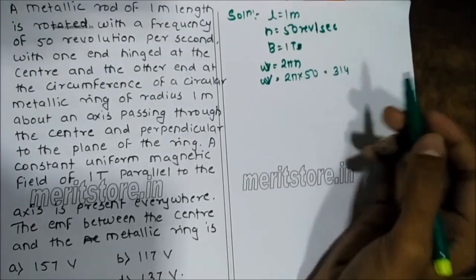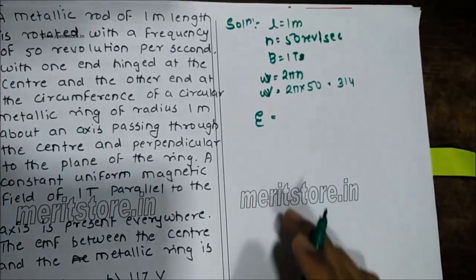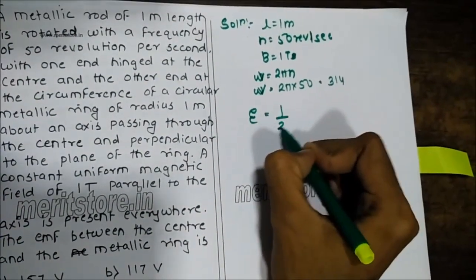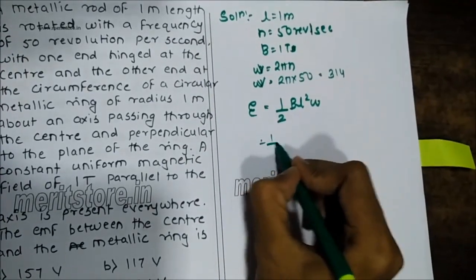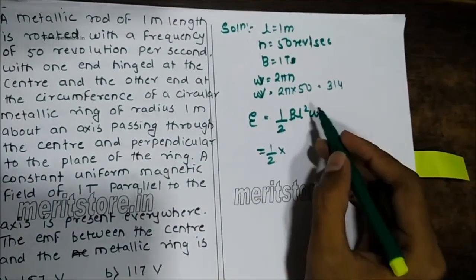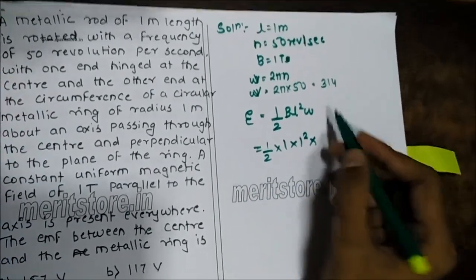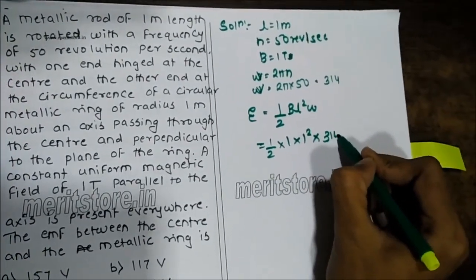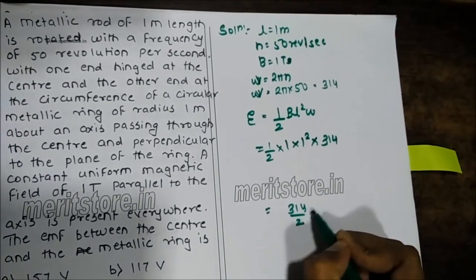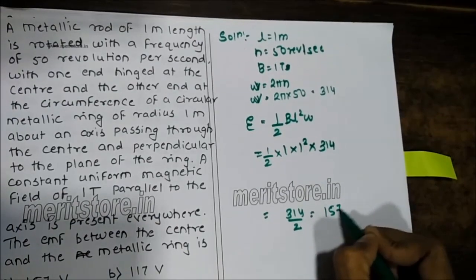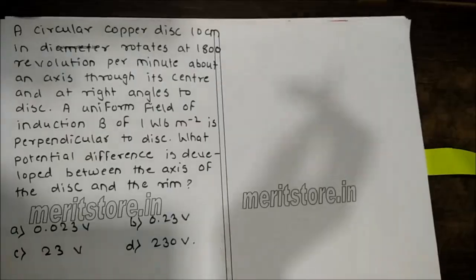And next, the formula which we are using for the EMF induced is given by half B L square omega. Okay, so half multiplied by B, which is given to be 1 Tesla, multiplied by the length, that is 1 meter square, multiplied by the omega, that is 314. So we get 314 upon 2, that gives you 157 volt. So the correct option is A, 157 volts.